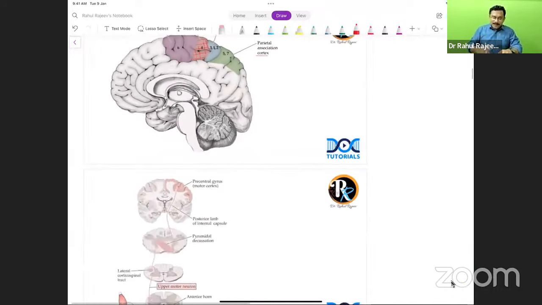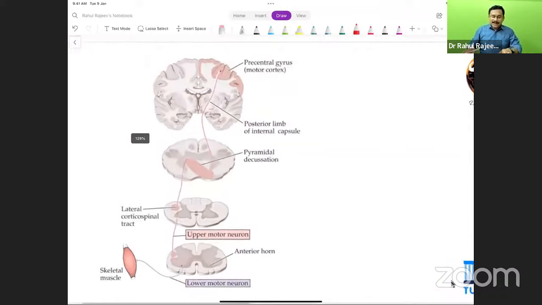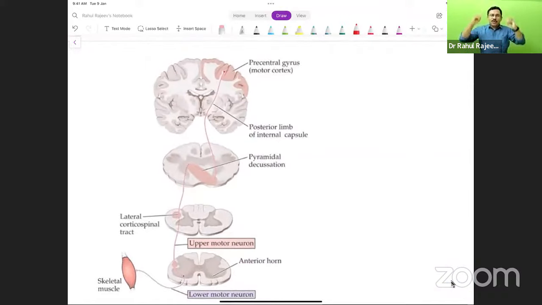Now, my dear students, you should understand that from this motor cortex, there are certain descending fibers. Descending tract, I can call it. So you see here, this is the precentral gyrus. Why precentral? It is in front of the central sulcus. So in front of the central sulcus, you have got the precentral gyrus.